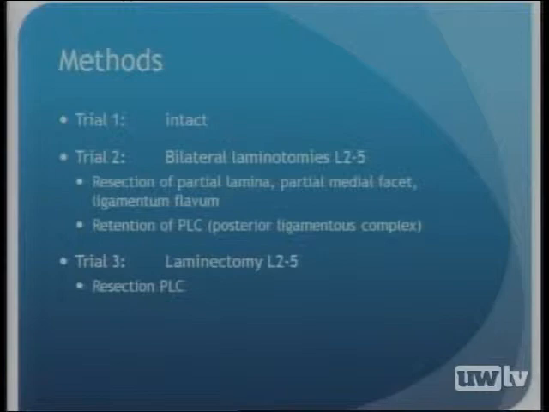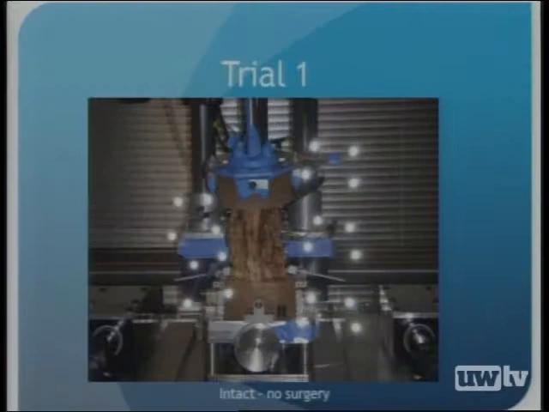Trial 1 was the intact specimen, no surgery. Trial 2 was the specimen after bilateral laminotomies from L2 to L5. And again, this is a resection of the partial lamina above, partial lamina below, partial mediofacetectomy, and the ligamentum flavum. We did retain the central midline structures. And trial 3 is a laminectomy of L2 to L5, and this is essentially a resection of the midline stabilizing structures.